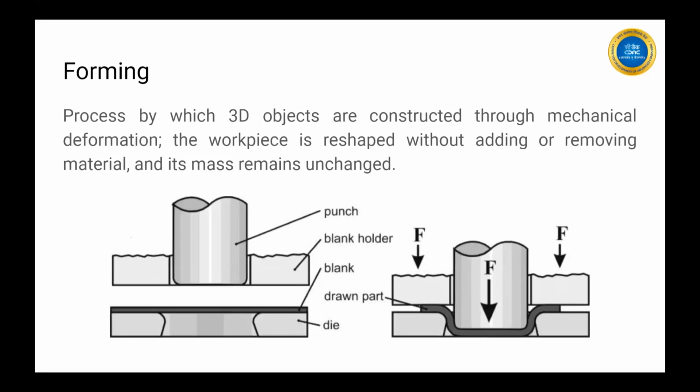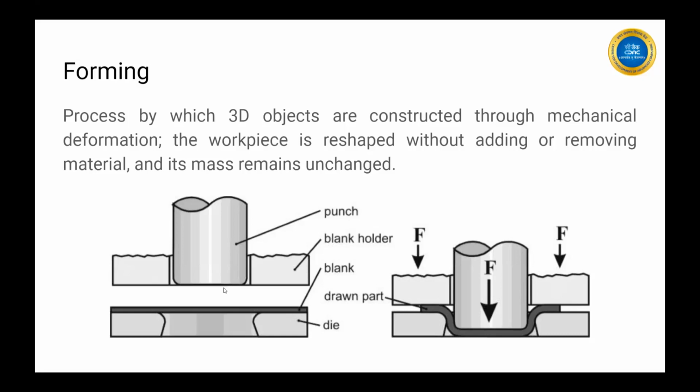So the next one is forming. Okay, forming is the process by which 3D objects are constructed through mechanical deformation. The workpiece is reshaped without adding or removing material, and its mass remains unchanged. You have heard of sheet metal fabrication. That is one kind of forming process where the sheet metal will be of a definite mass, definite weight, everything, but we will bend or form that material into a desired shape without changing the mass or even the thickness or some parameters of that object itself.